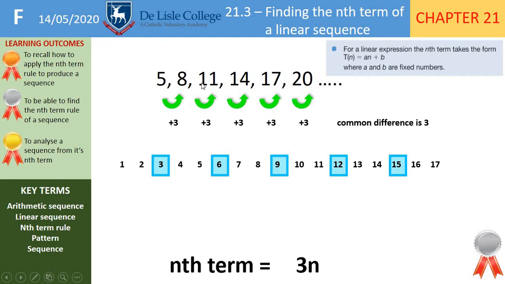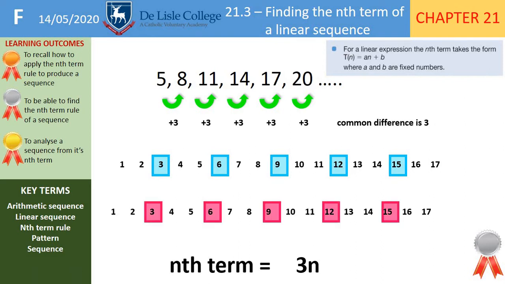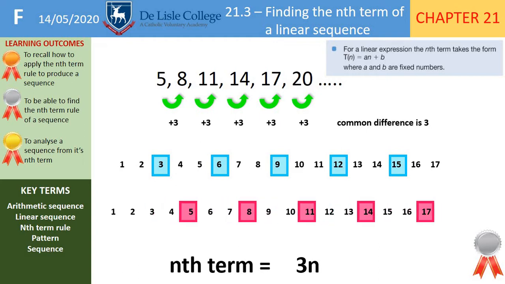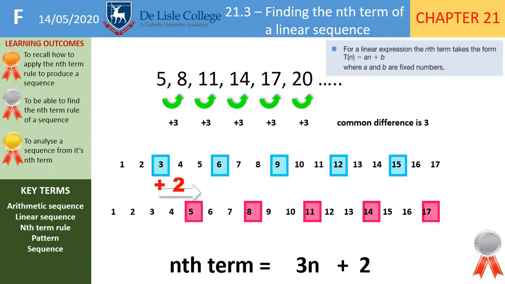But that's not the sequence we've got here. We don't have 3, 6, 9, 12, 15. We have 5, 8, 11, 14, and so on. So we have to work out, well, how do we get from those numbers, when we've applied our 3n, to get to the numbers we want? Well, we just have to add 2. So the second part of our nth term rule for this sequence is plus 2. So 3n plus 2 is the nth term rule.